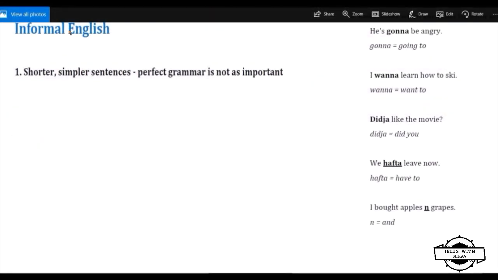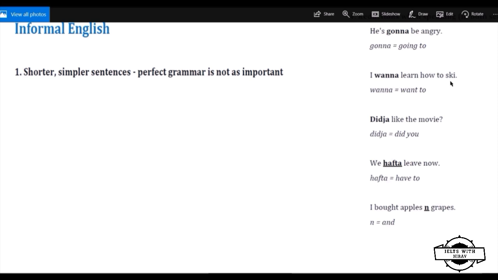So the third type is the informal letter. In this kind of letter, you will write to your friend or your family member like a brother, sister or some cousin. So in that case, you can use informal words. Shorter sentences, simple sentences will work. Perfect grammar is not as important. Like you can write he's gonna be angry instead of going to. The normal sentence is he's going to be angry.